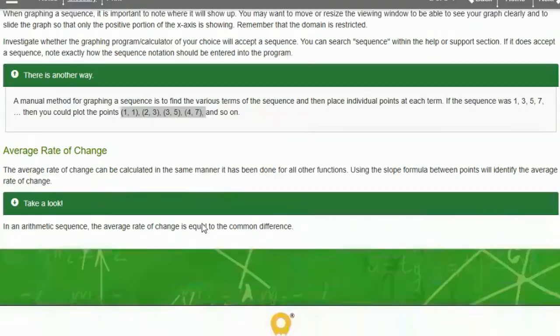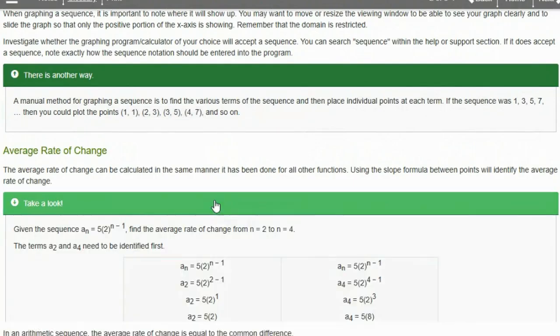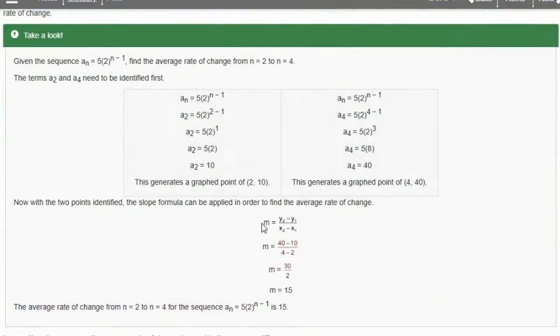Okay, average rate of change. This can be calculated in the same manner it's been done for all the other functions. There is the slope formula: m is slope, y2 minus y1 divided by x2 minus x1. It's just how much of the y's change over how much of the x's change. And we'll look at an average rate of change.